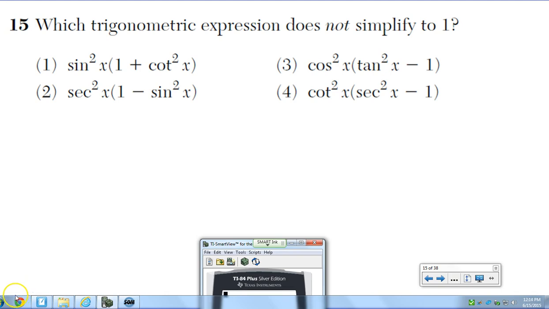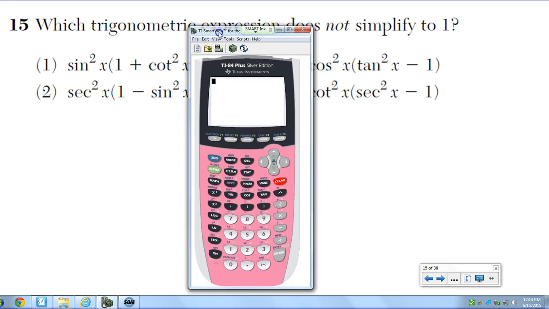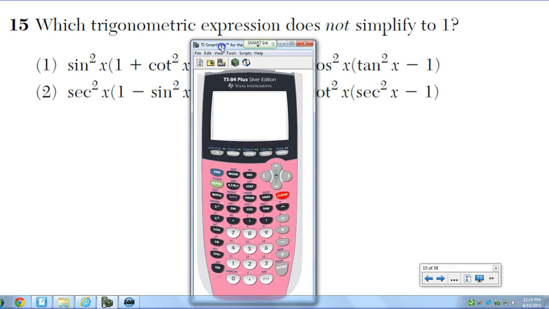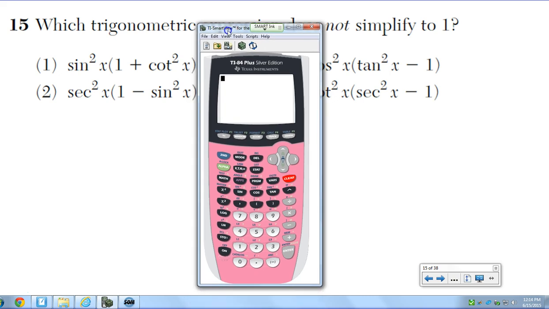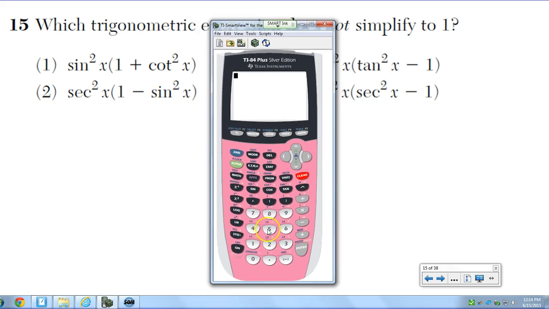Question 15. Which trigonometric expression does not simplify to 1? So this does require a lot of work. Definitely, I think storing might be your best way out. I will show you the real way. You could store 5 for x. So that means 3 of these are going to simplify to a value of 1. One of these is not.